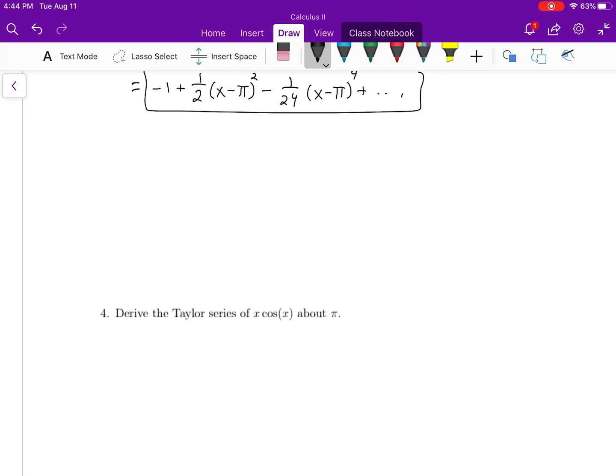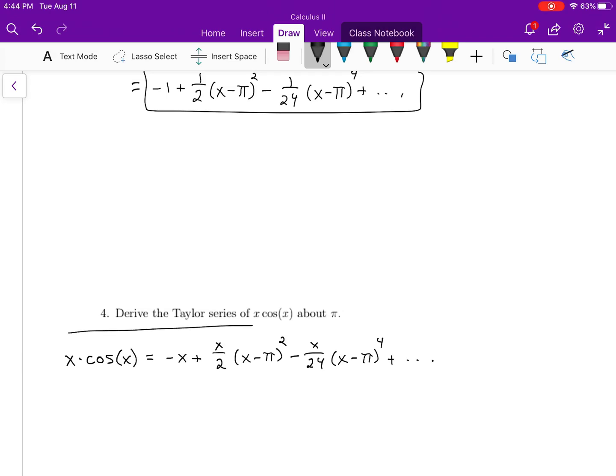Finally, part 4 wants the Taylor series expansion of x times cosine of x, which we have the expansion of cosine of x in part 3. So if I multiply that by x, I have x times -1 is negative x, plus x times 1/2 (x minus pi) squared is x over 2 times (x minus pi) squared, minus x over 24 (x minus pi) to the 4th, and so on. And that would be your expansion here.